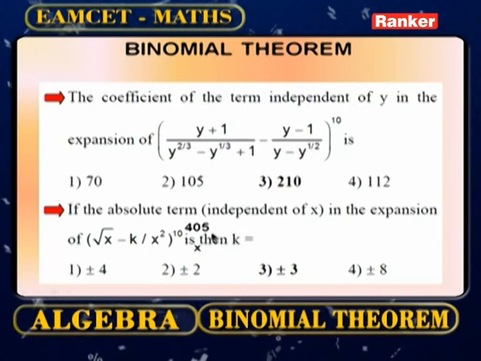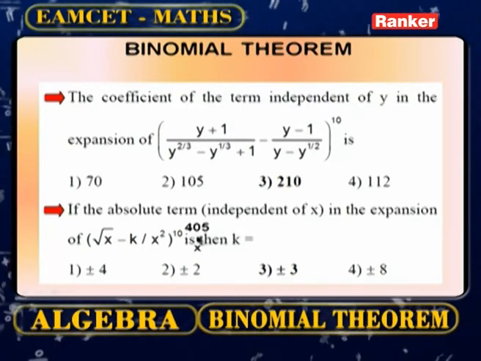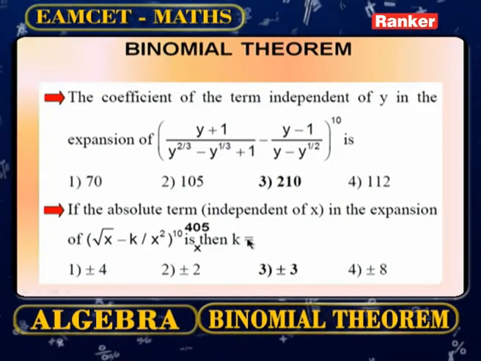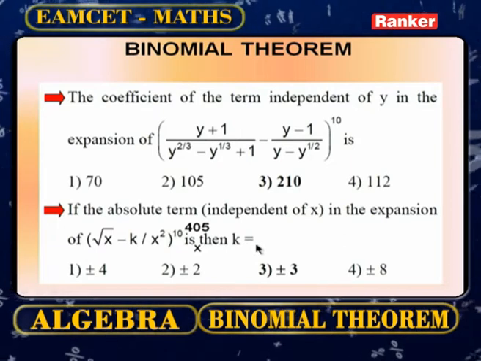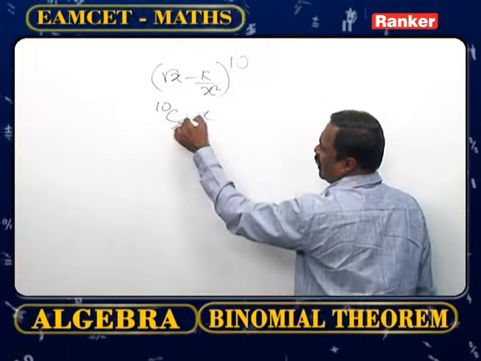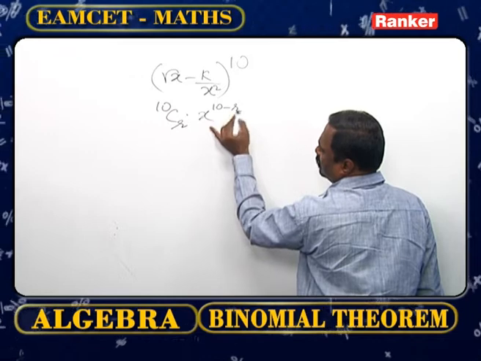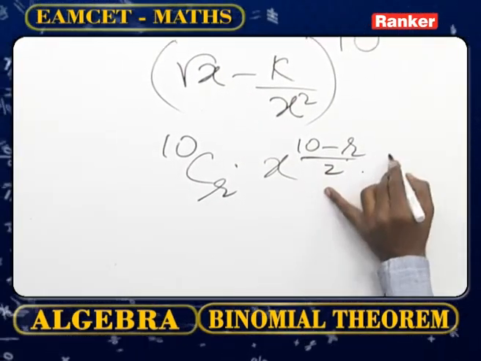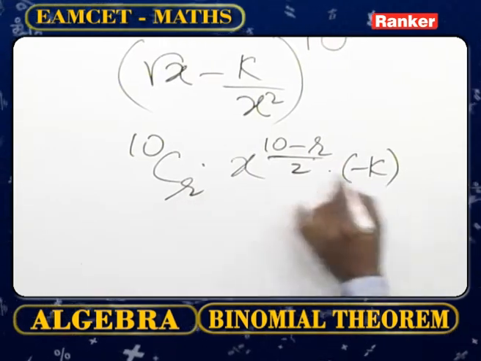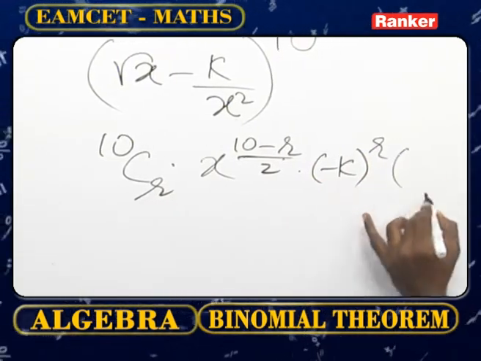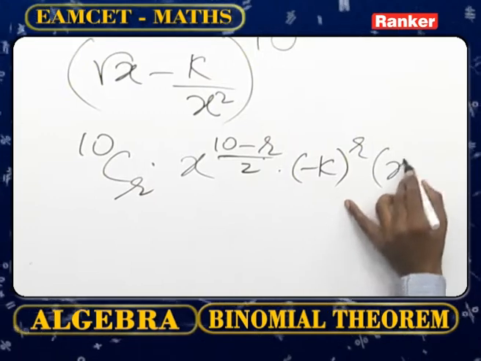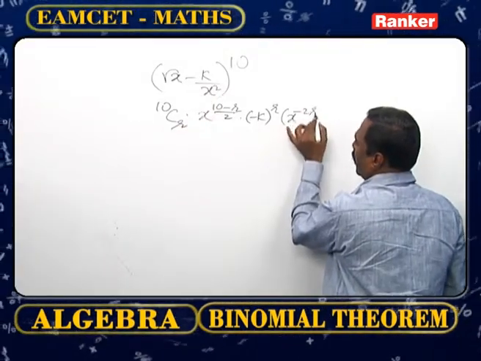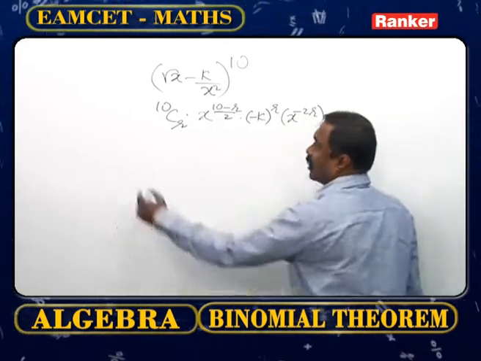The term independent of x is given to be 405. Let me write the general term: 10Cr into (root x) whole power 10 minus r, which is x to the power (10 minus r) upon 2, into (minus k) whole power r, into (1 by x square) whole power r, which in the numerator is x power minus 2 whole power r. That becomes minus 2r. This is the general term.